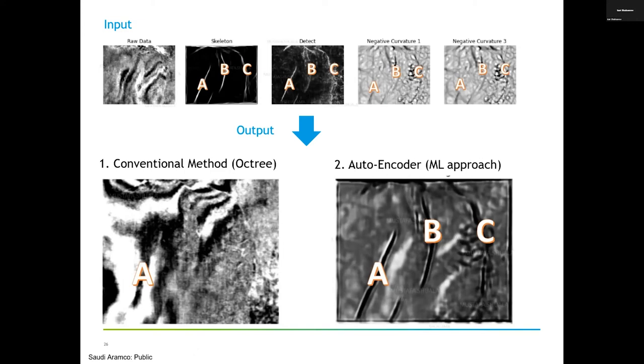But is this supervised learning? I think it is supervised learning. And the question is... it is not supervised learning. I'm not feeding the Octree results into the network. We don't have labels. I'm just giving this to the encoder, and I'm forcing the network to get the most important features and leave the rest until we get the desired features.